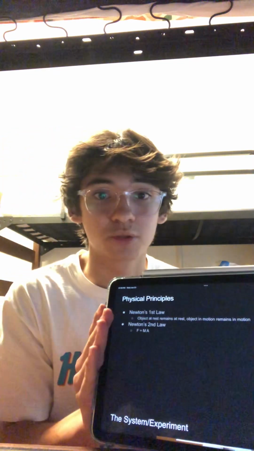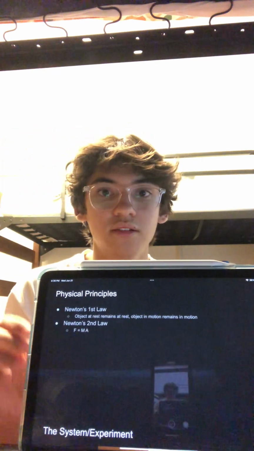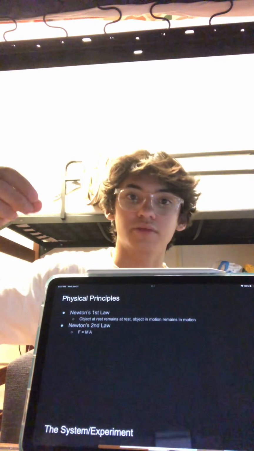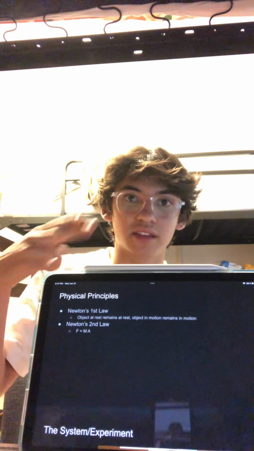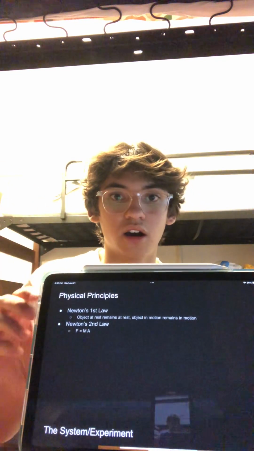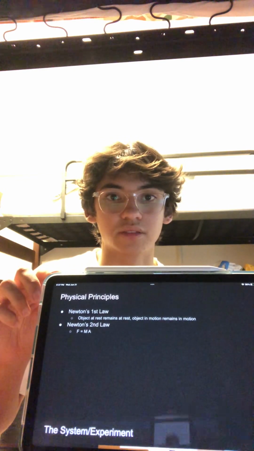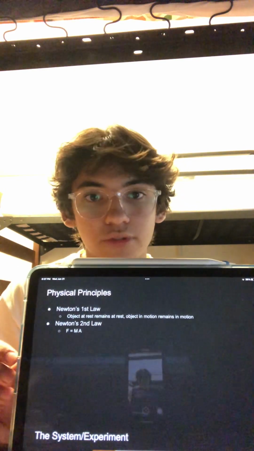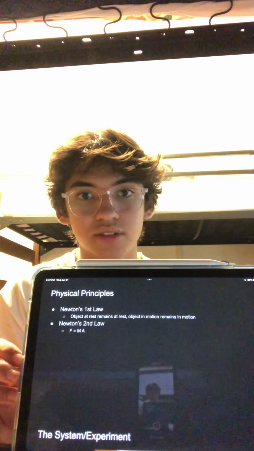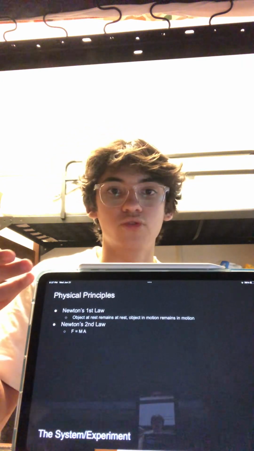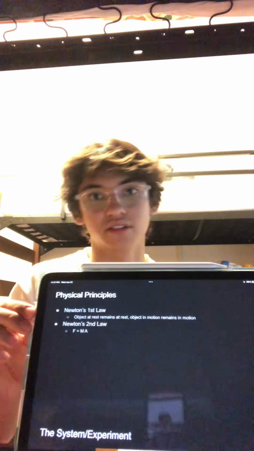The physical principles behind it: Newton's first law. After the initial acceleration to set the roll moving, it didn't change velocity because there was no other force acting on it. And Newton's second law: that initial force caused it to accelerate because it has mass.